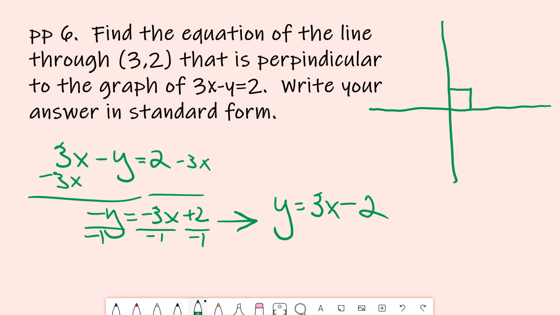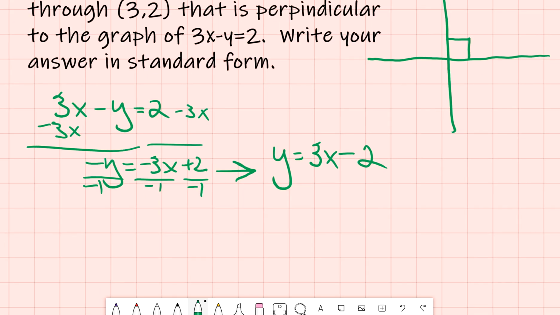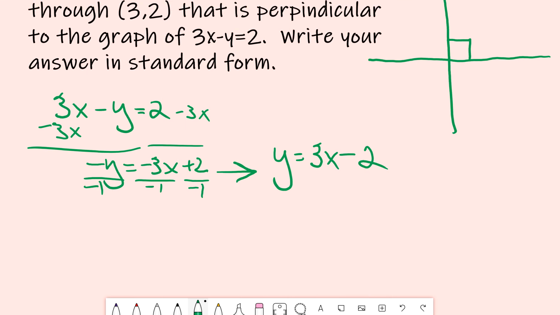All right. So now I want to find the equation of the line through (3, 2) that is perpendicular to the graph of 3x minus y equals 2. All right, so we have to find the slope. I've got the point here. I've got to figure out what the slope is.